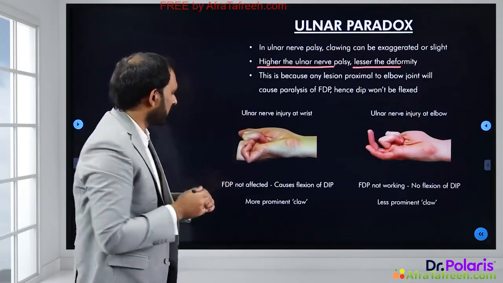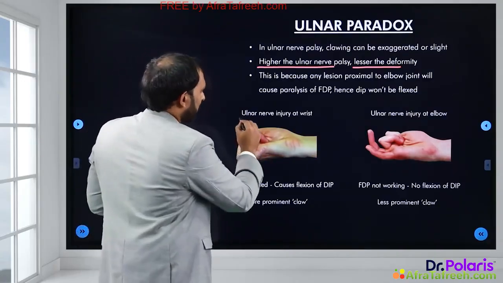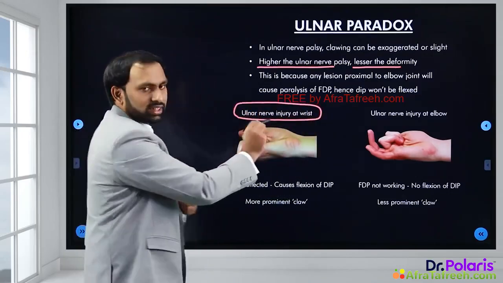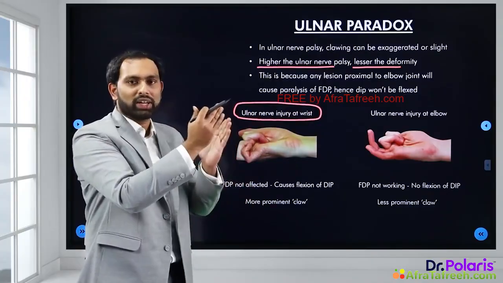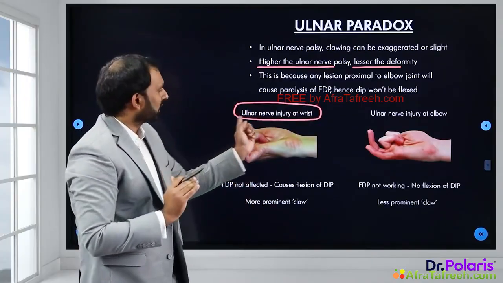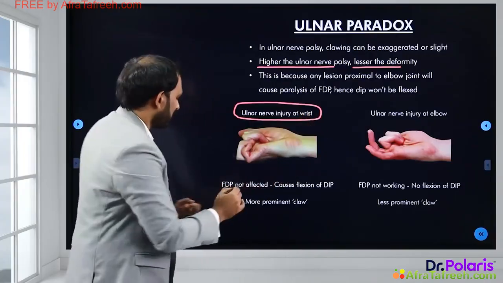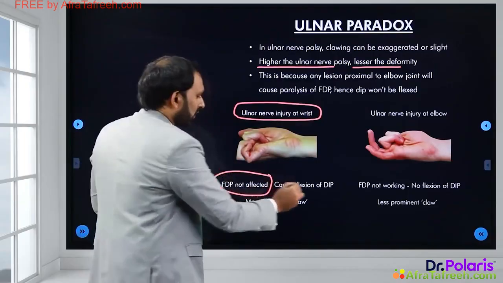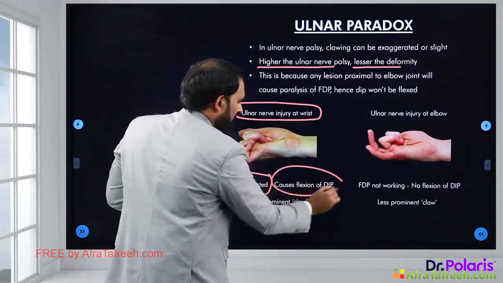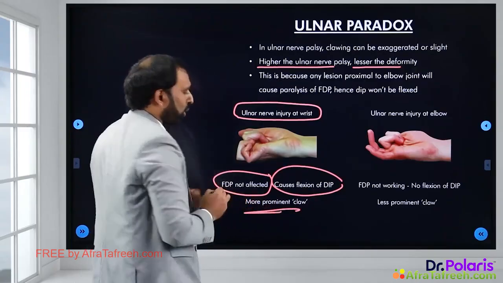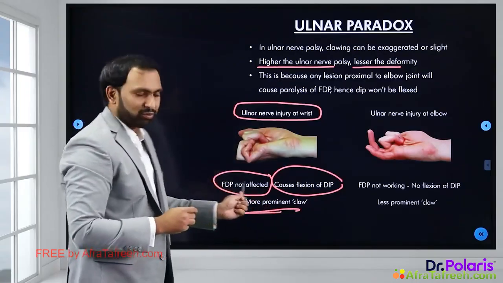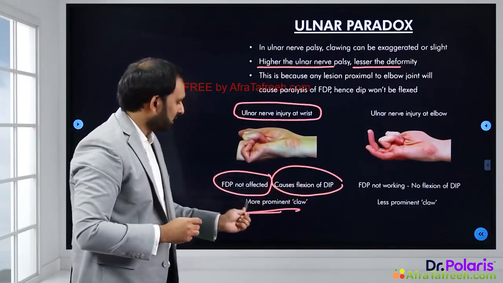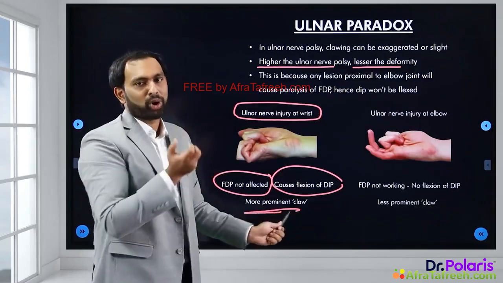And why does this occur? Let's find out. If there is an ulnar nerve injury at the wrist, we know that the flexor digitorum profundus is given out somewhere after the elbow joint. So if there is an ulnar nerve injury at the wrist, the FDP is not affected. Because the FDP is not affected, there will be flexion of the DIP, and hence the clawing is prominent.